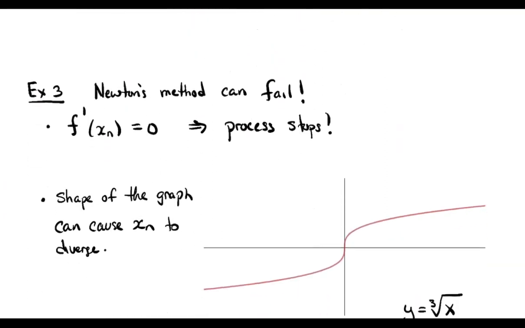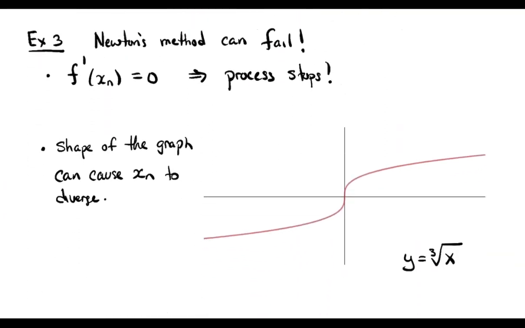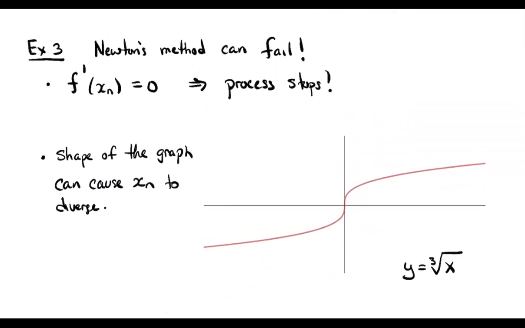I'm going to do one more example. This video is getting a little long, but I just want to, as a disclaimer, say that Newton's method can fail. All right, Newton's method won't always work. It can fail. Why does it fail sometimes? Well, it's a little bit subtle, but it can fail for different reasons.